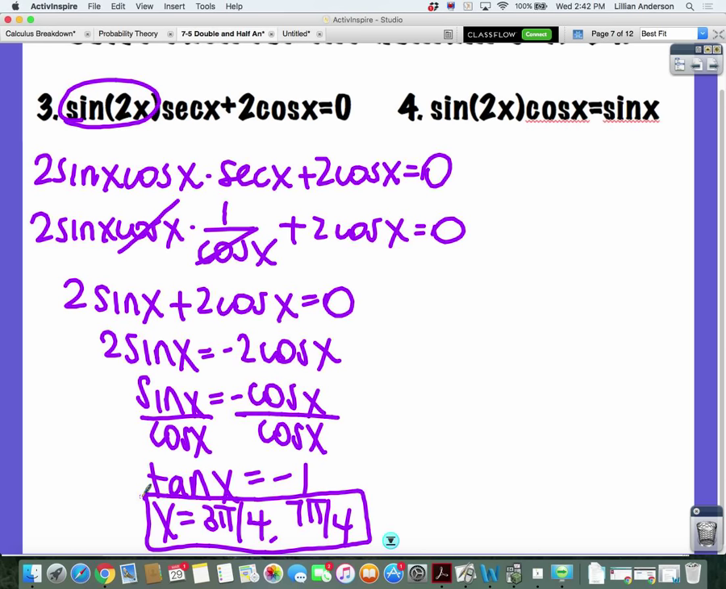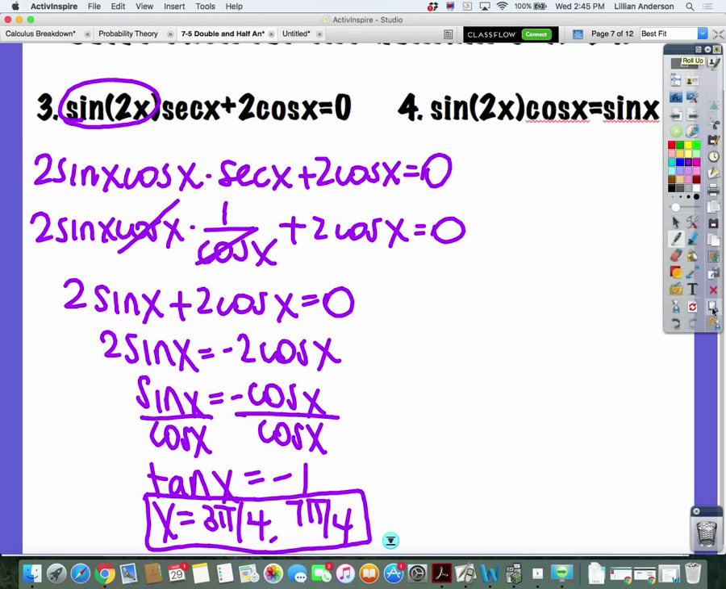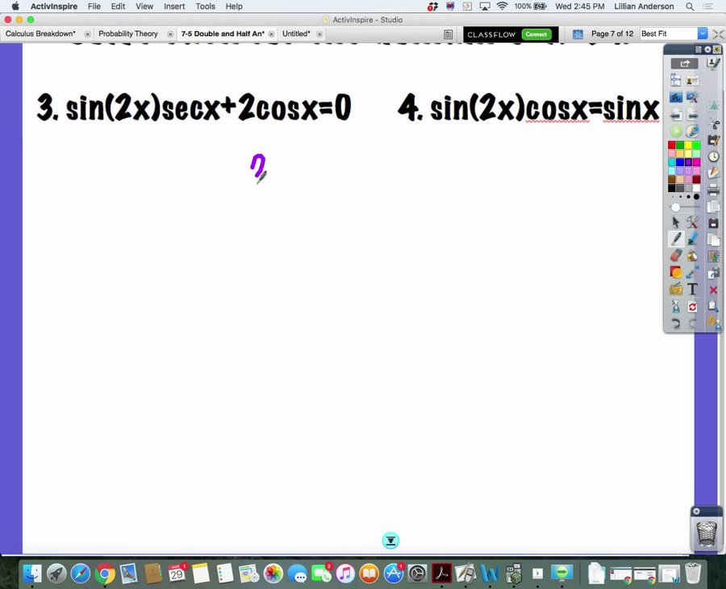Can we get the whole square thing again? Because I'm doing that and I don't know. How should we start with number 4? Make it 2 sin x cosine x times cosine. Do the sin x equals sin x.